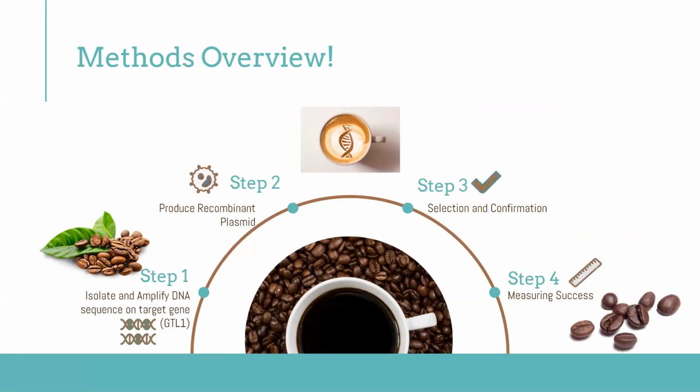In this portion of the presentation, I will give a quick overview of what we will go through. First, we will isolate and amplify the DNA sequence of target gene GTL1. Second, we will produce a recombinant vector. Third, we will select and confirm that what we have is a genetically modified C. arabica plant. And last, we will be measuring the success of our procedures.